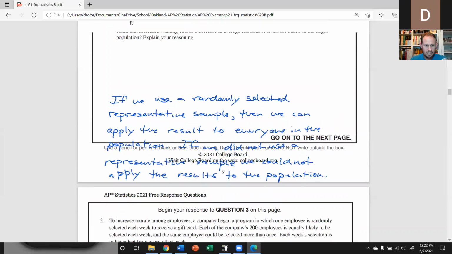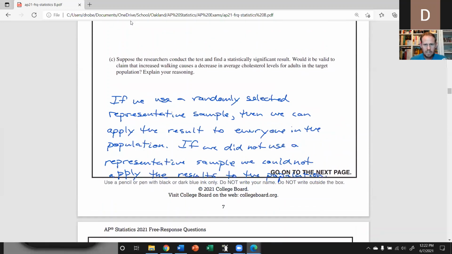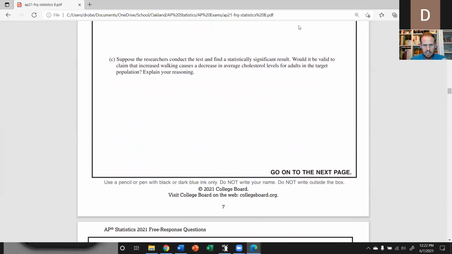Next one. Suppose researchers conduct the test and find a statistically significant result. Would it be valid to claim the increased walking causes a decrease in average cholesterol levels for adults, the target population? Explain your reasoning. Well, the key word here, I did kind of emphasize it, is causes. We can only infer a cause and effect relationship if we have an experiment where we randomly assigned the treatments. We didn't randomly assign them to walk.